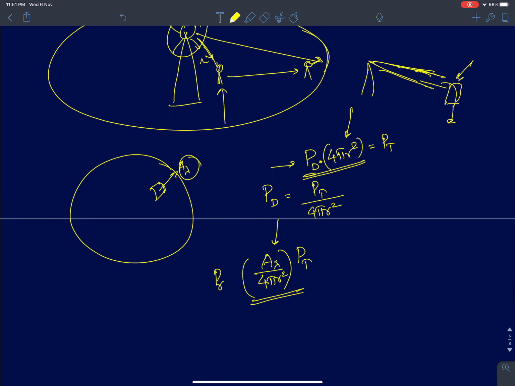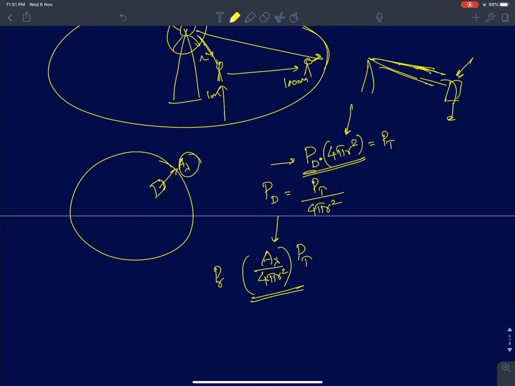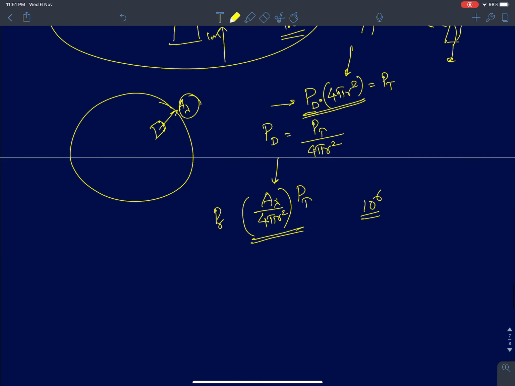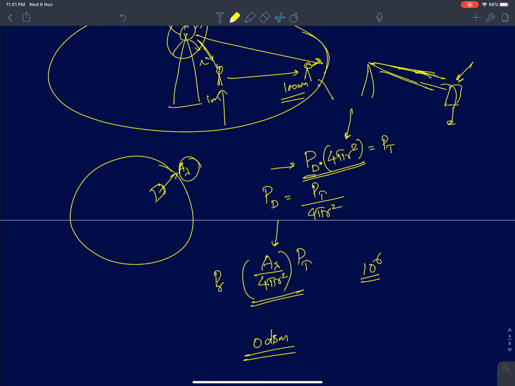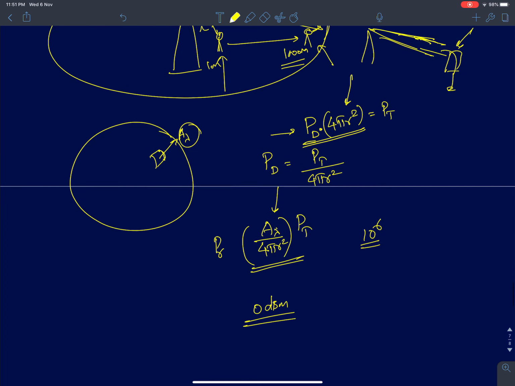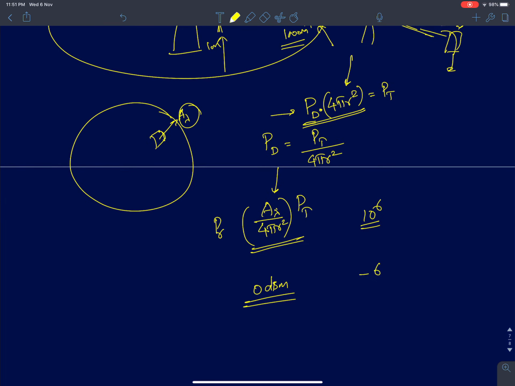Now I can stay 1 meter close to the antenna, or I can go 1000 meters, 1 kilometer away from it. When I am moving over this distance, the power is reducing by 10 power 6 times. So for example, say that I am receiving 0 dBm power at 1 meter. At a distance of 1 kilometer, I will be receiving a power of minus 60 dBm. In fact, it can be even less.